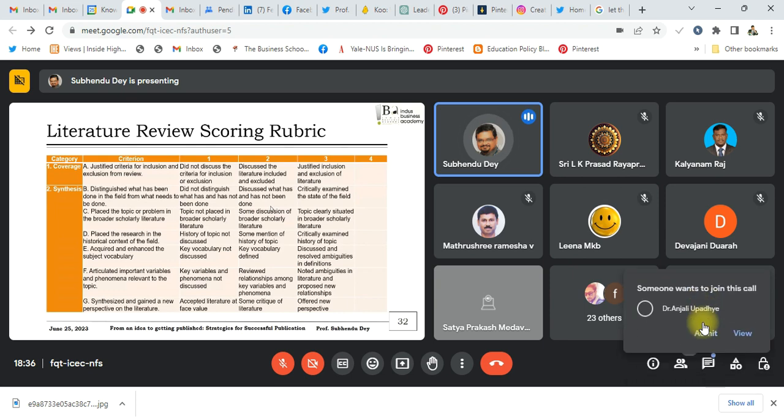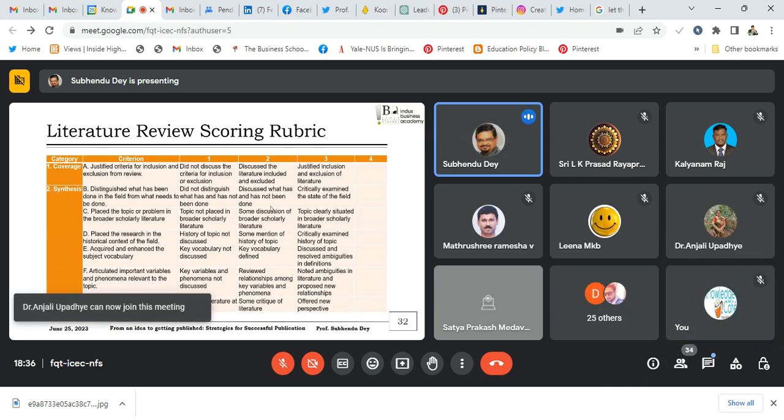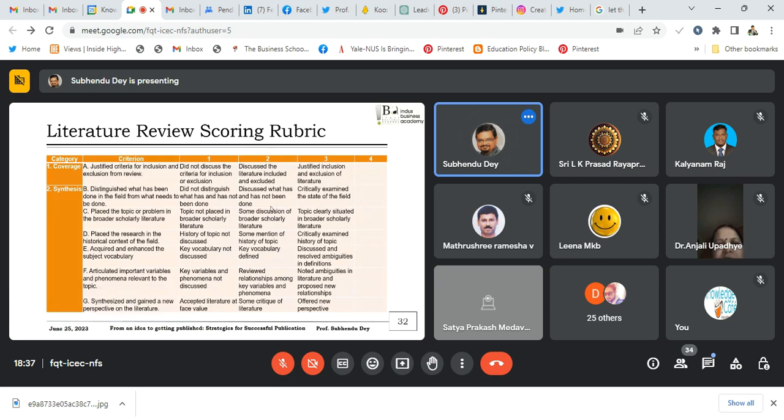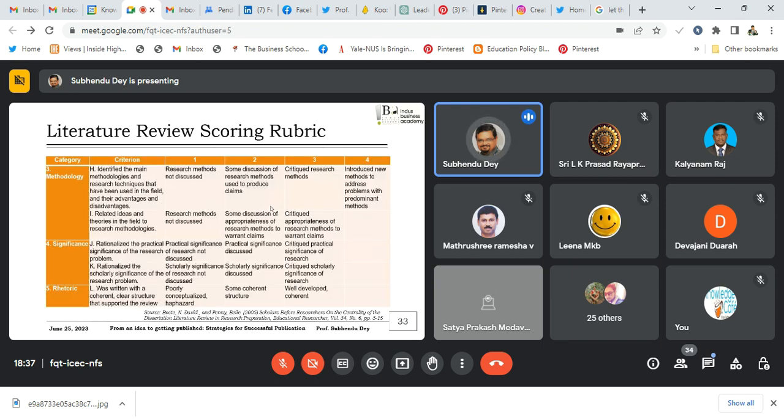But if you have justified the reasons for inclusion and exclusion of the literature, then you have probably done justice to the category of coverage. Same way, you can look at synthesis and look at each of those criteria, and you'll find one, two, three. And if you look at methodology, you'll find four also, where it is not just critiquing the methods, it is also about whether you have introduced new methods to address the problems, etc.